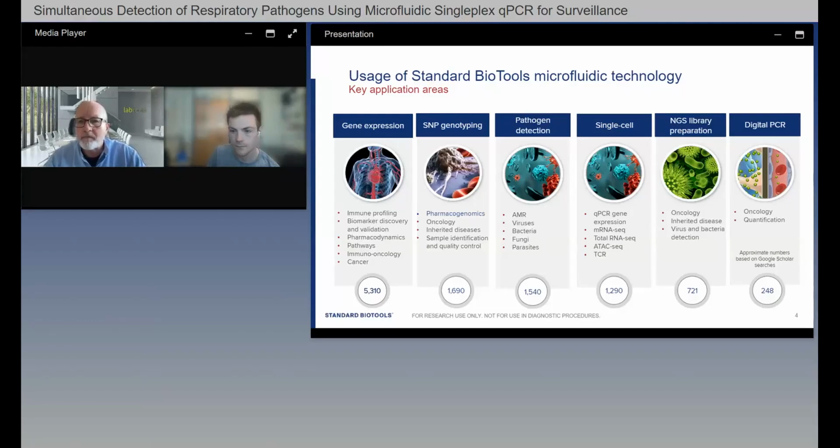Today, we focus on pathogen detection, and we're going to hear about some recent studies in pathogen research from two recently published scientists. In both cases, they used a high-throughput method of detection based on qPCR and the Standard BioTools Biomark platform. I'll not give away any details of the studies, but I'd like to spend a few minutes giving some background on the technology that helped with their research, specifically the Biomark platform and the integrated fluidic circuits.